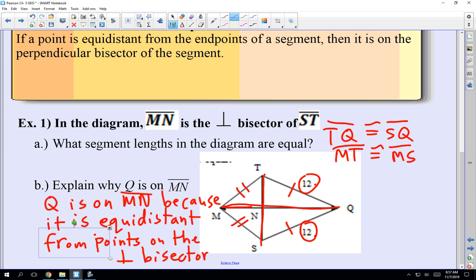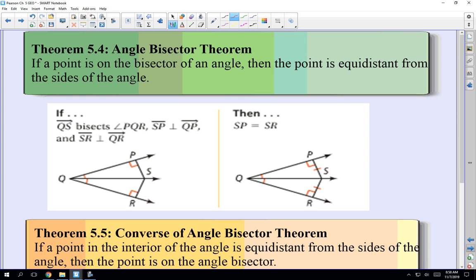All right, and then they have one other theorem for us in here. It says the angle bisector theorem. So think about your angle bisectors that you've been constructing. It says if a point is on the bisector of an angle, then the point is equidistant from the sides of the angle. That's just saying that anywhere along this ray, so if I have a point right here, and you draw a line segment there so that it hits that point at a right angle, and then you do another one over here that hits at a right angle. These two points are the same distance away from QS.